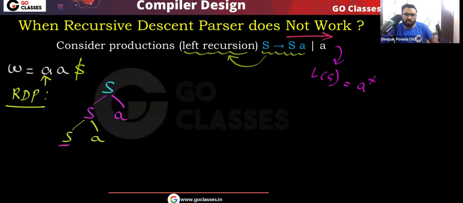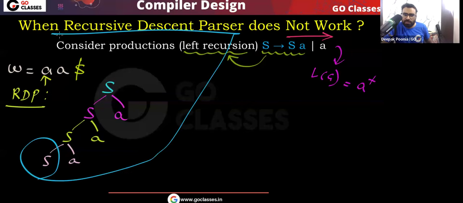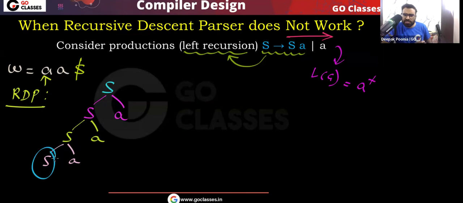Again you notice, again you got a non-terminal. So what will the recursive descent parser do? It will again apply the S production. Yes or no? Again we got a non-terminal. When the recursive descent parser sees a non-terminal, then blindly, without looking at the input string, without looking at the current input symbol, it will apply the S production. So again it will apply S goes to SA. Did you notice what is happening? Again you got a non-terminal. Is this clear? Did you understand what happened here?